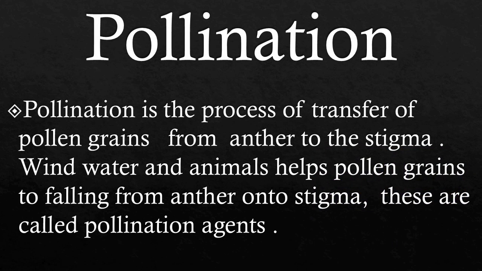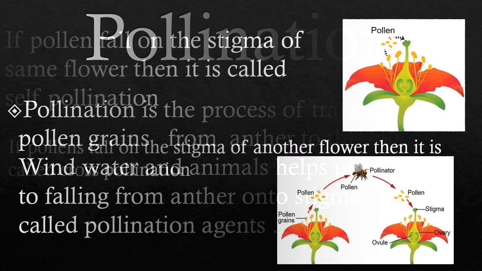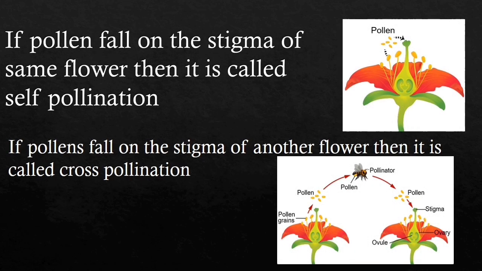Pollination. Pollination is the process of transfer of pollen grains from anther to the stigma. Wind, water and animals help pollen grains to fall from anther onto stigma. These are called pollination agents. If pollen falls on the stigma of the same flower, then it is called self-pollination. And if pollen falls on the stigma of another flower, then it is called cross-pollination.